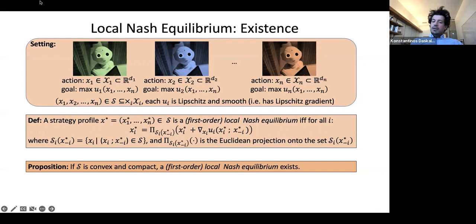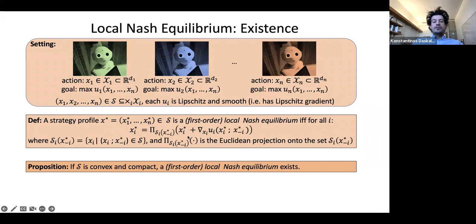What other comment did I want to make? Oh yeah, the other comment I want to make is that this proposition shouldn't come as a surprise. If you look at the definition of my notion, this very much looks like a fixed point equation. I want the vector of X stars to be equal to a function of the X stars. If I manage to argue that this map is Lipschitz, or continuous, then the existence of a fixed point follows from Brouwer's theorem. So this is effectively what's happening in the proof.